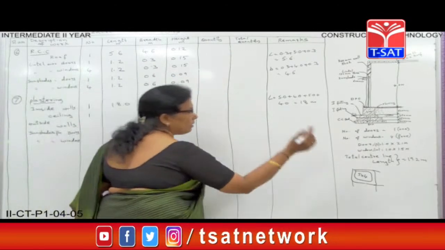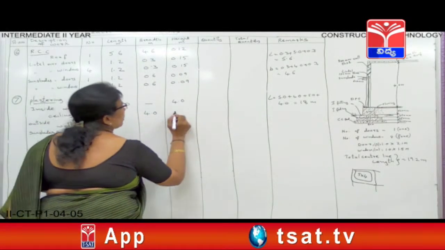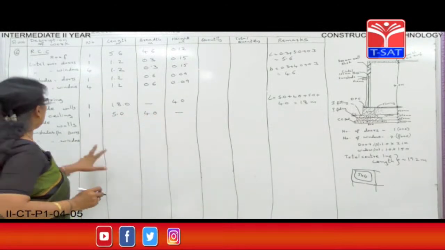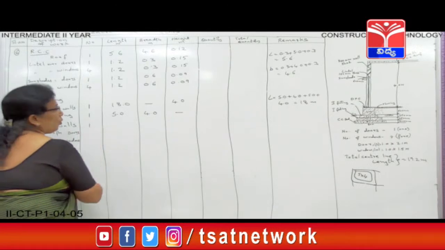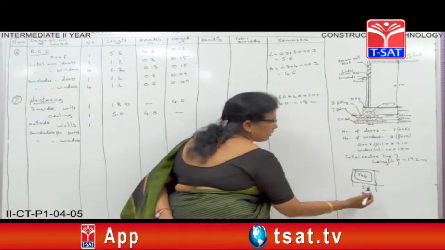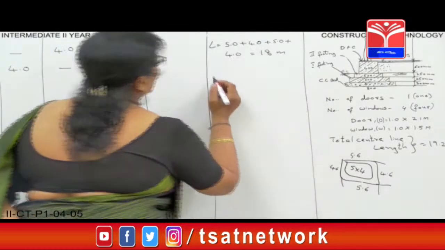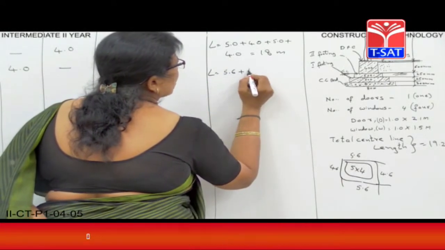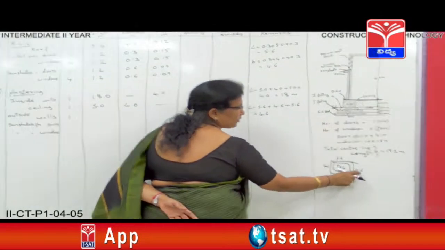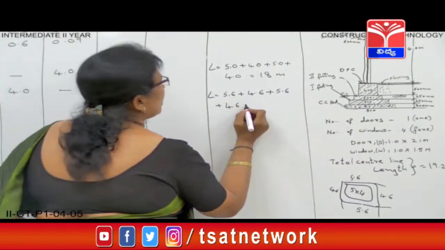Now coming to ceiling. Number 1. Ceiling means just take the length and breadth, that is 5.0 into 4.0, and you won't have height. In the height column you just put a dash. Then outside the wall. Number 1. We need to calculate the length. Now this is including walls. This is 5.6, here it is 4.6, here again it is 5.6, again it is 4.6. So length is 5.6 plus 4.6 plus 5.6 plus 4.6. You need to do plastering around the building. So this is your total length.